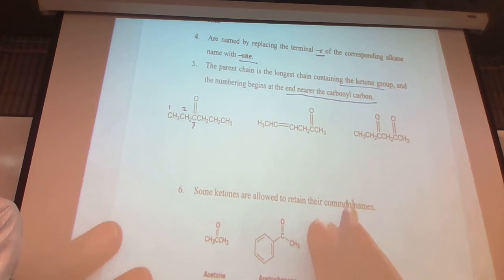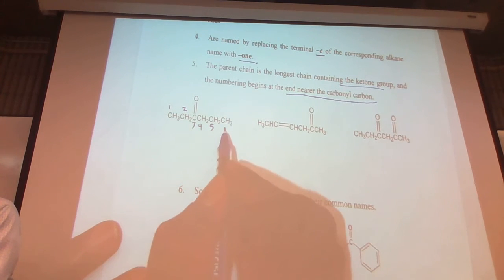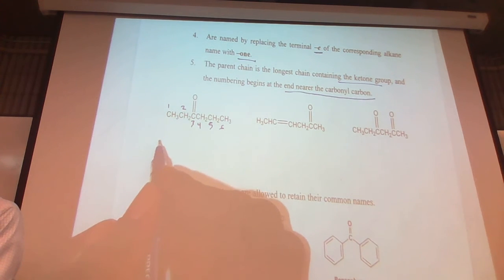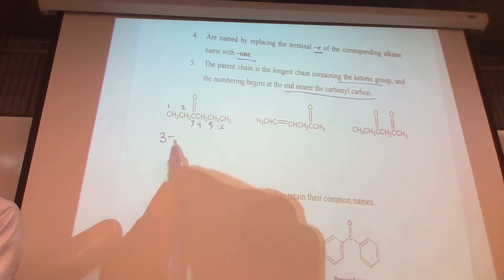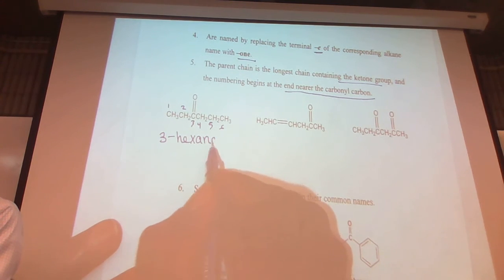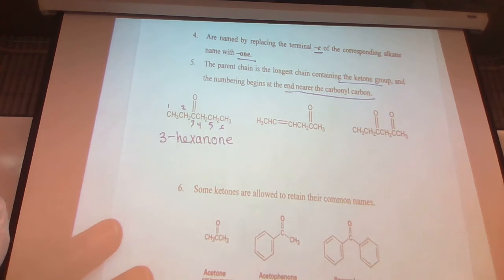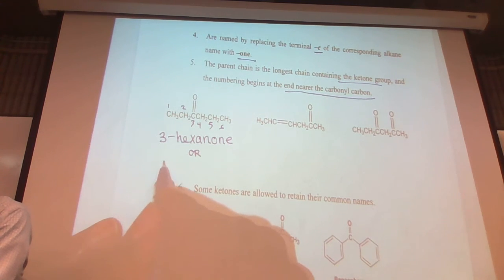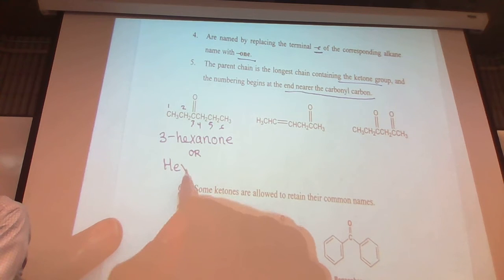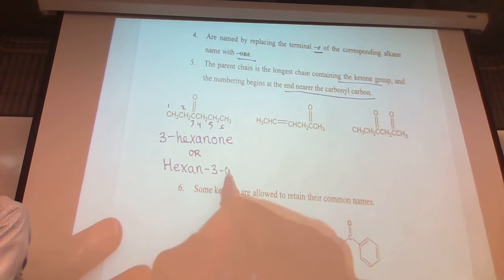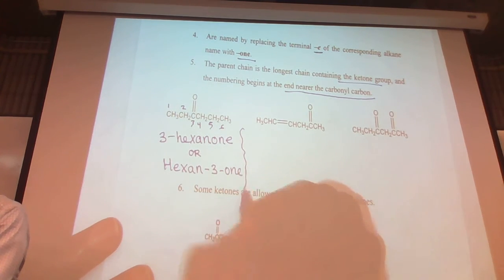So this is going to be 1, 2, 3, 4, 5, 6. So it's 3-hexanone. You change the E to one. If you want to choose the newer way of naming it, to indicate the functional group, say hexan-3-one, whichever one you prefer. That's fine with me.